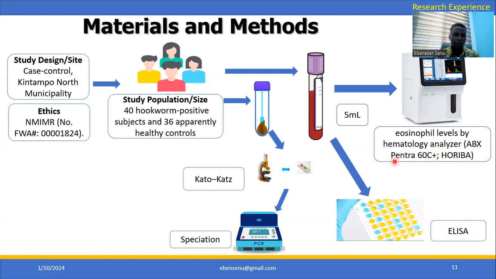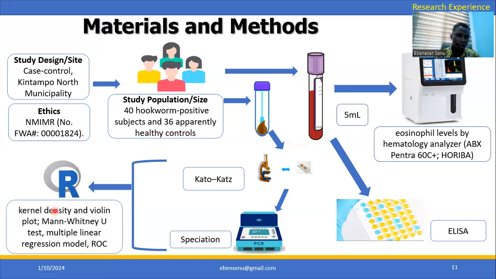My laboratory data was managed in R language for statistical computing, where I used kernel density and violin plots to look at the distribution of my biomarkers between the two groups, that's hookworm positive and hookworm negative. I realized that my markers were non-parametric or not normally distributed, so I compared their levels using the Mann-Whitney U test. I also looked at how these markers correlate with or predict the hookworm infection intensity using a multiple linear regression model.